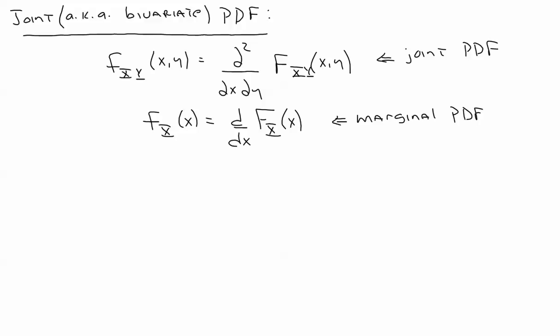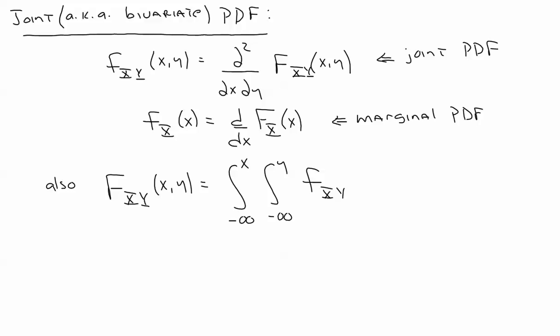Similar to marginal PDFs, we have this. We can invert this. We can find the joint cumulative distribution function by taking some indefinite integrals: the integral from minus infinity to x, integral from minus infinity to y of my joint PDF. And that is similar to what we had when we talked about marginal cumulative distribution functions and PDFs.